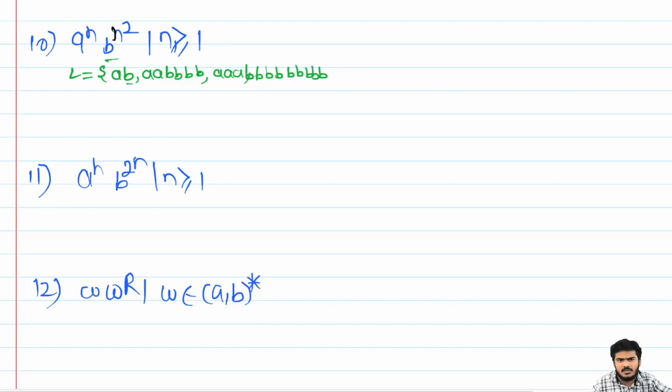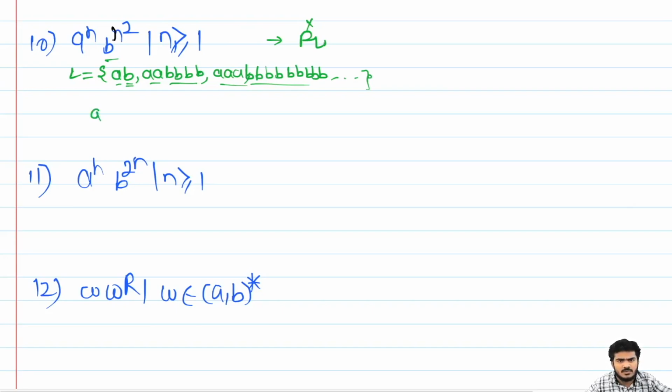So initially when n is equal to 1, I am getting 1a and 1b. Similarly when n is equal to 2, I am getting 2 a's and 4 b's, which are not matching. Again, 3 a's and 9 b's. So we cannot get a pattern. Whenever we are not able to get a pattern, we can say that it is not a regular language, and also we are not able to check how many a's we have to insert for a particular b.